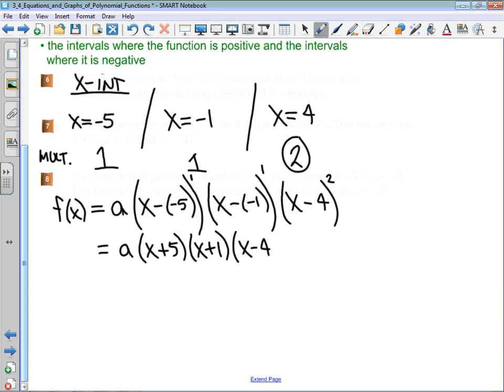And now we can look at the sum of that multiplicity. So our least possible degree is going to be the sum of those exponents. So 1 plus 1 plus 2, and we get that the least possible degree is 4. Now we need to think about the leading coefficient.